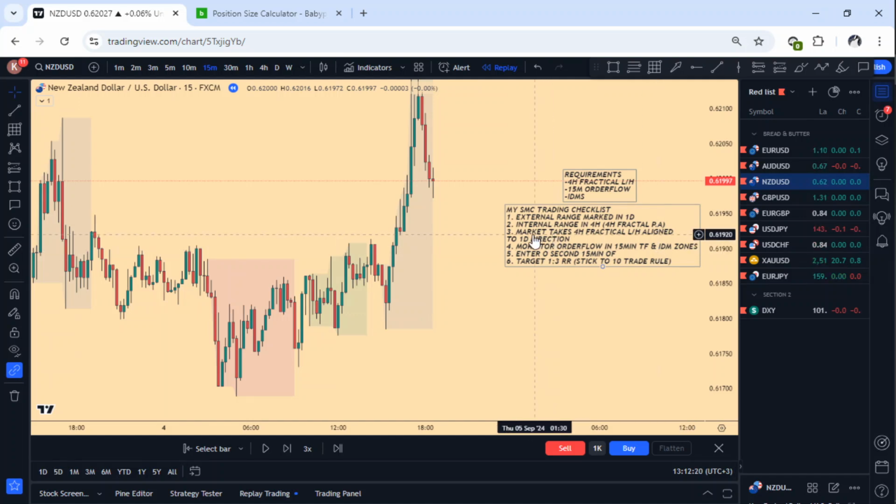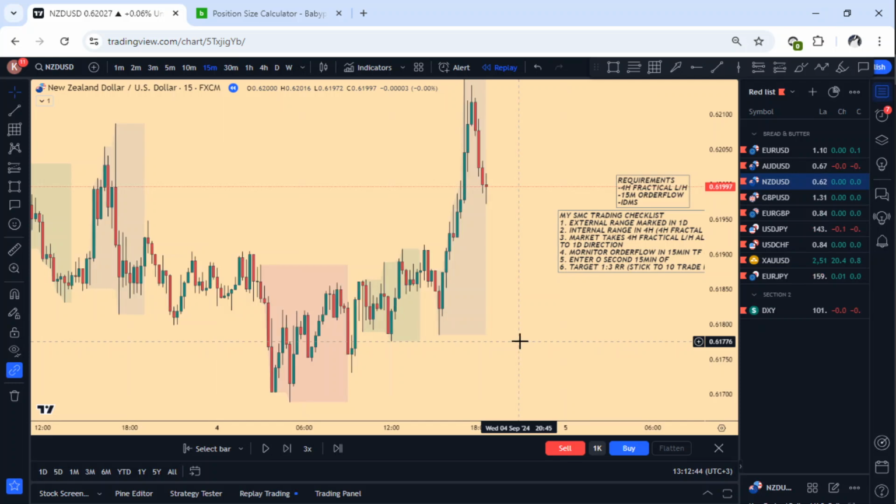Here is where the trend reversal took place, because it took the opposite of what we were waiting for. It took the opposite of the 1-day direction, and this is the move. I'm going to show you that we enter on the second 15 minutes order flow, and then target at least 1 to 3 or 1 to 4, and we stick to the 10 trade rule. So basically, let me start from the higher time frame.